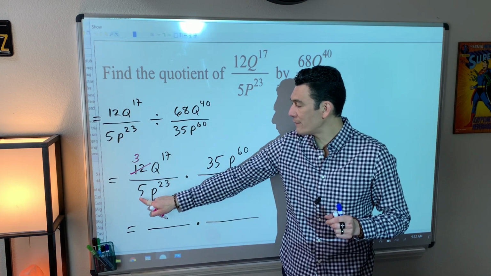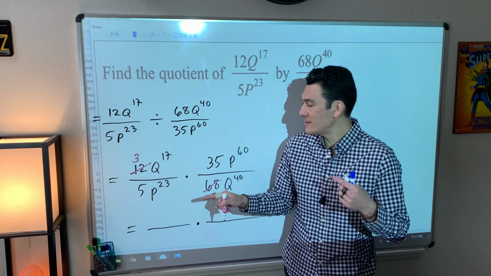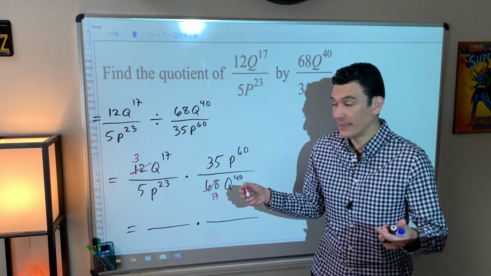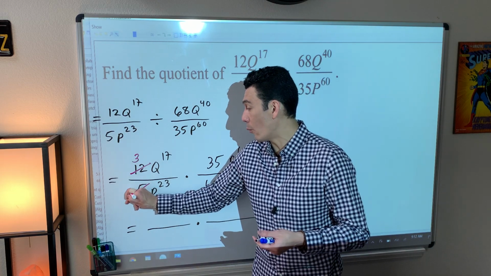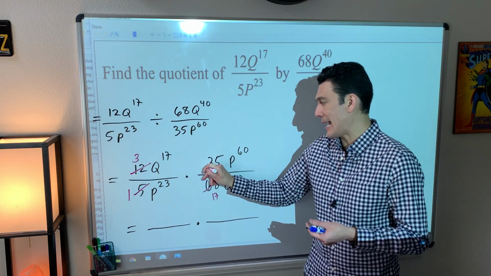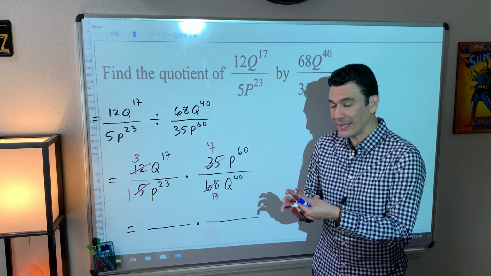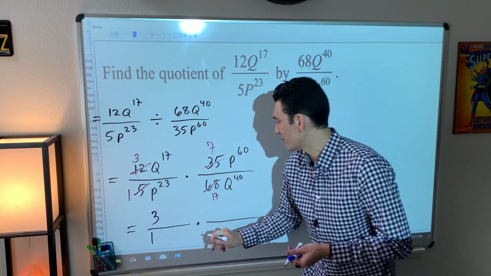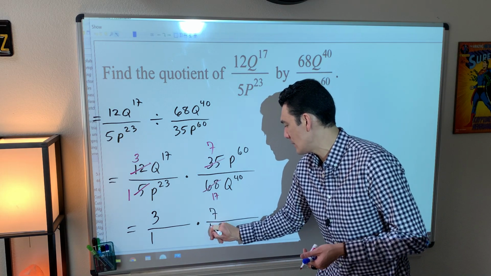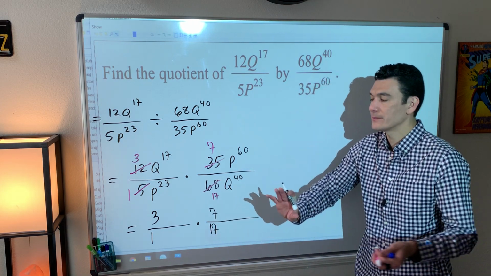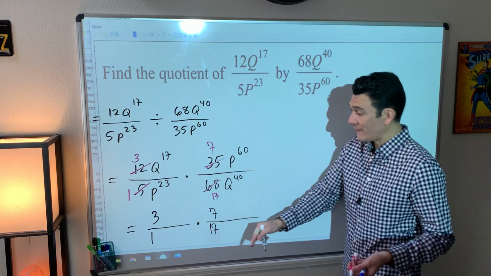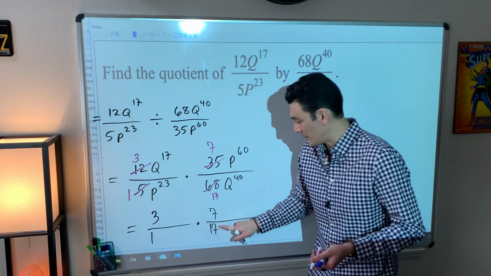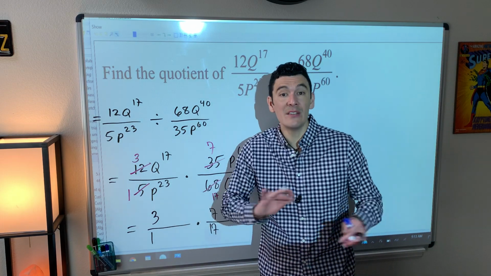How about 5 and 35? What's the biggest number that goes into both of them? Well, obviously the number 5, right? 5 goes into itself once and 5 goes into that 7 times. So I think what we can do is we can write down just the coefficients. These are the numbers that have survived. And as a matter of fact, if you look at these numbers, there is no other simplification that can take place with those numbers. They're done.